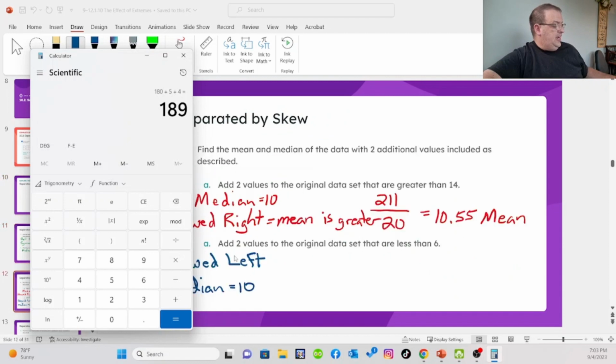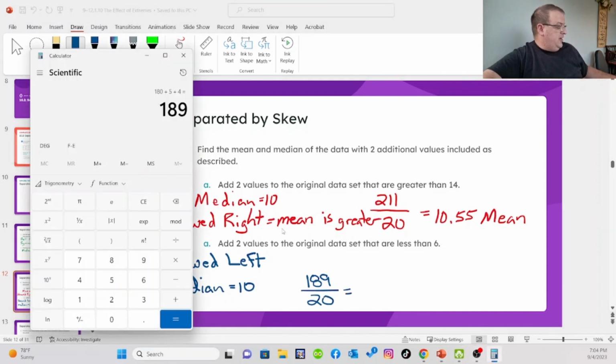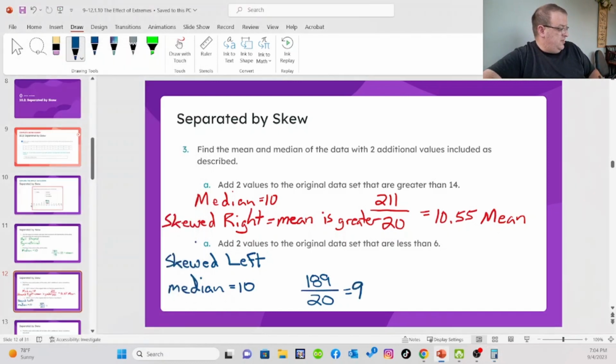and we get 189. We still have 20 points. So 189 divided by 20 equals 9.45. So again, the direction that we added the extra points to is also the direction that our mean traveled.